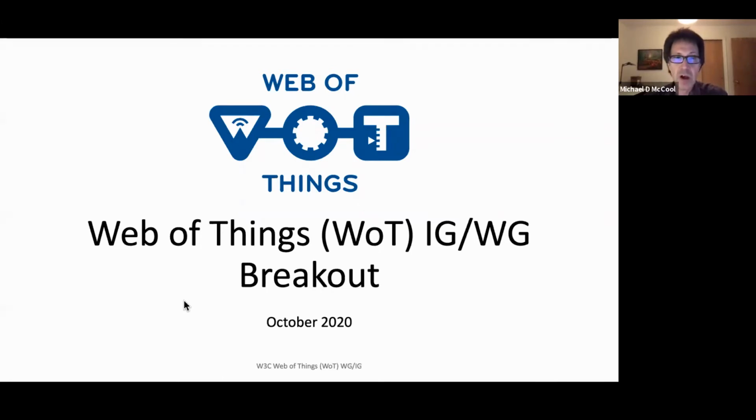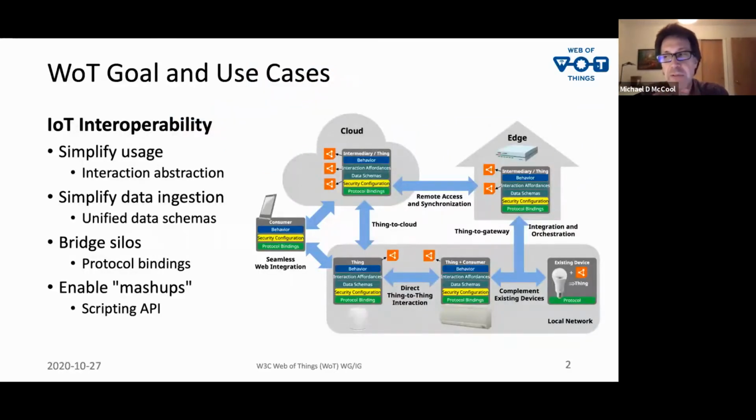So welcome to the Web of Things breakout session. The purpose of the Web of Things is to apply web technology to IoT use cases, Internet of Things. So basically enabling devices to interact on the internet and as web services and with web services.